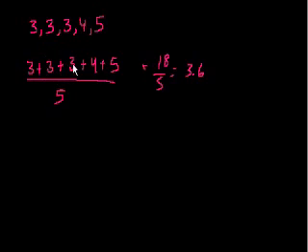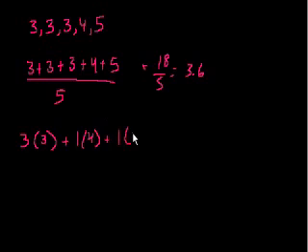If we just rearrange the math here a little bit, we could view it a slightly different way. How many 3's do we have? We have 3 3's, so we could view this as 3 times 3. How many 4's do we have? We have 1 4, so it's plus 1 times 4 plus 1 times 5. All of that divided by 5. And then this is the same thing, and I'm just doing a little bit of basic number manipulation here.